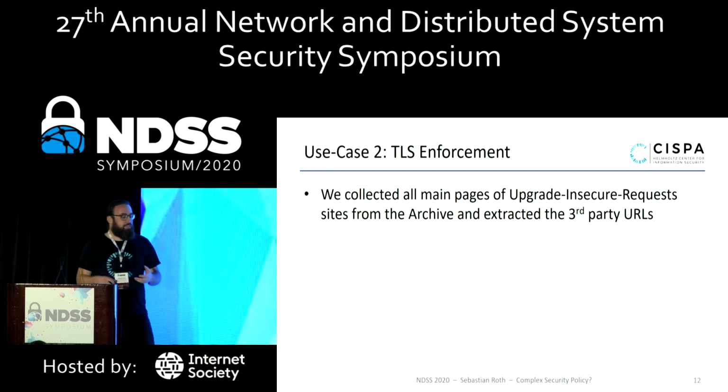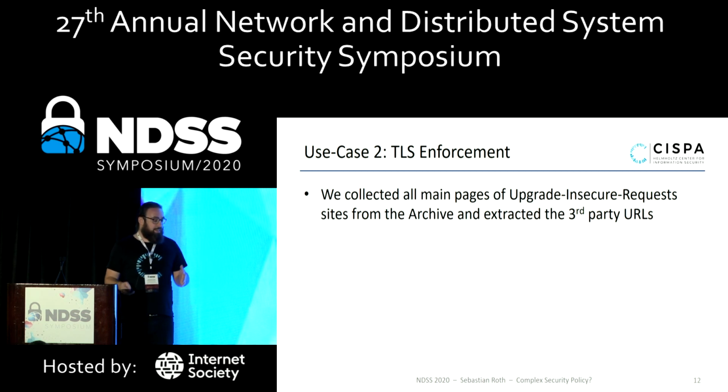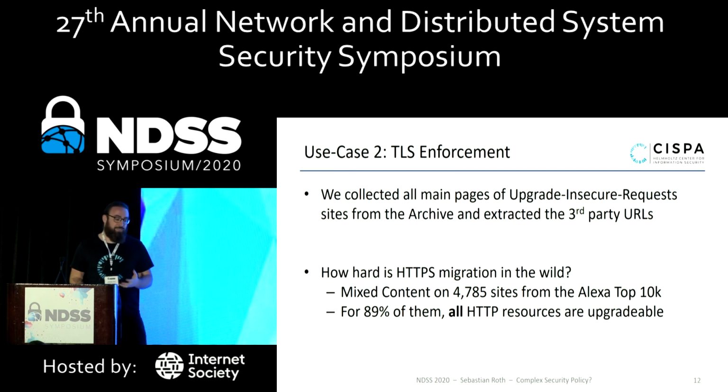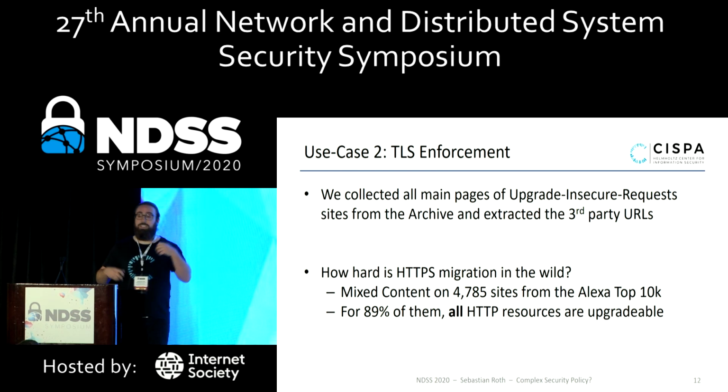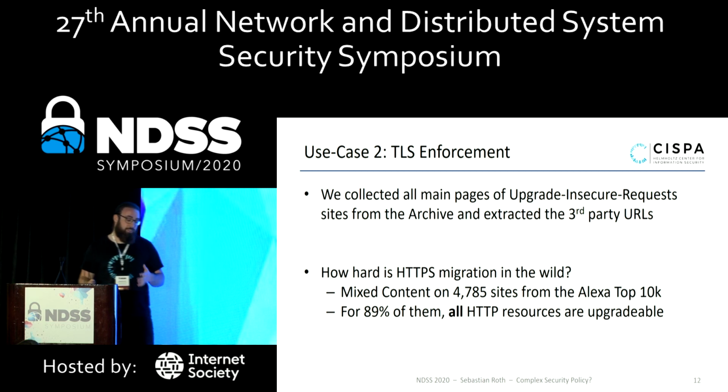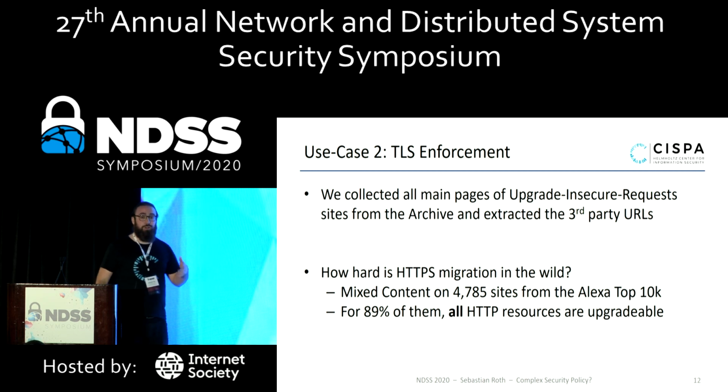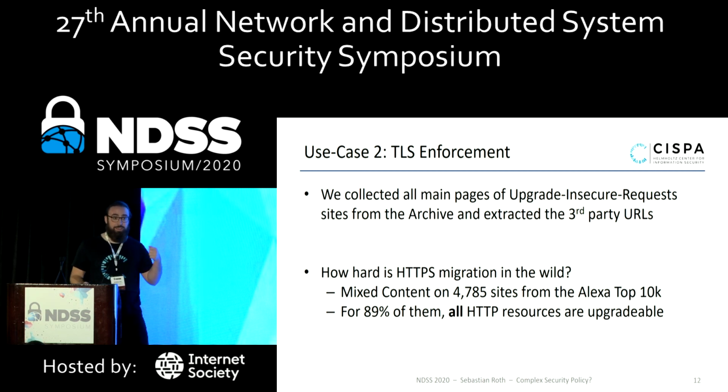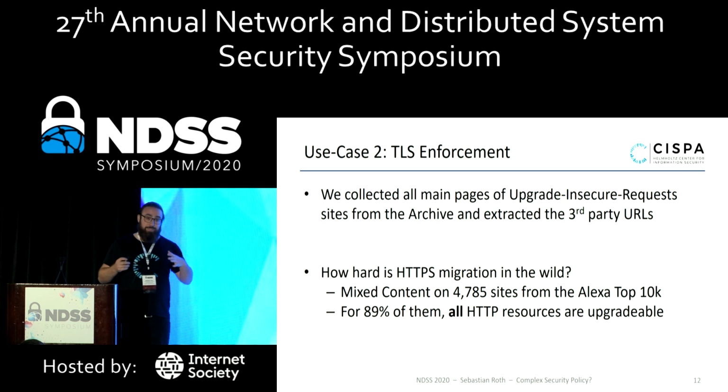We also tried to investigate the hypothetical impact if all current sites would use upgrade-insecure-requests to get rid of their mixed content problems. Therefore, we crawled the Alexa 10,000 start pages and found mixed content on nearly half of them. In nearly 90% of those cases, all HTTP resources that we found were also available via HTTPS. So it would be easy for those sites to get rid of all their mixed content problems by just deploying upgrade-insecure-requests.